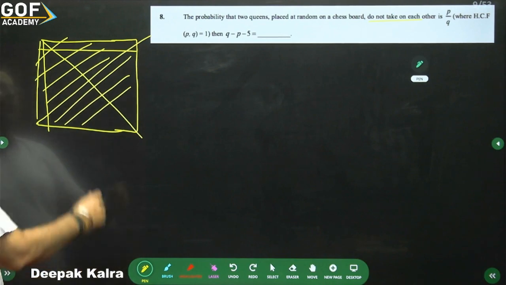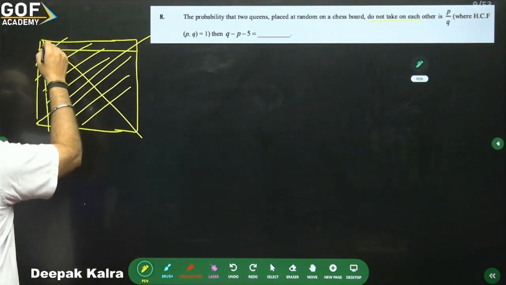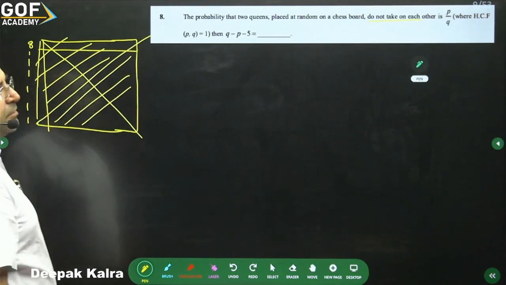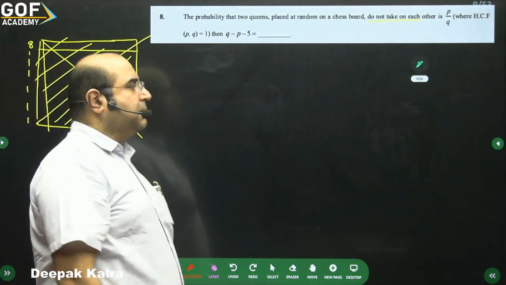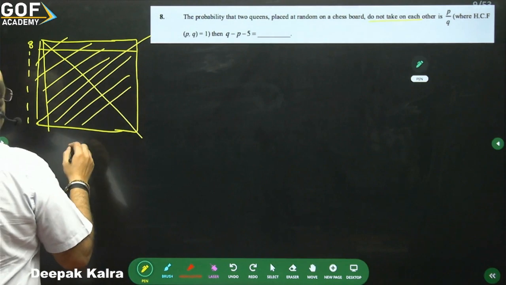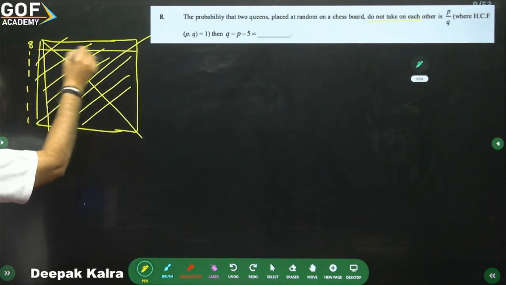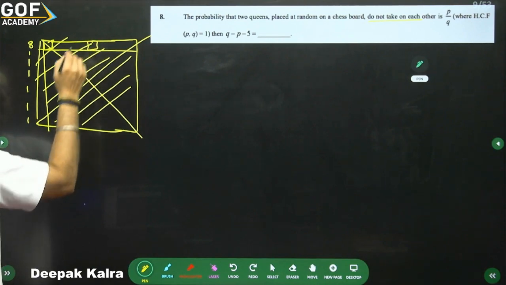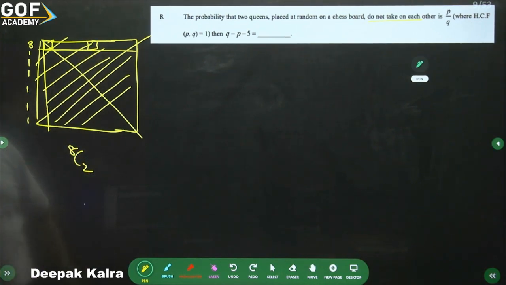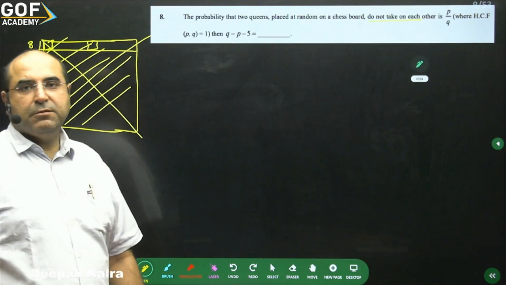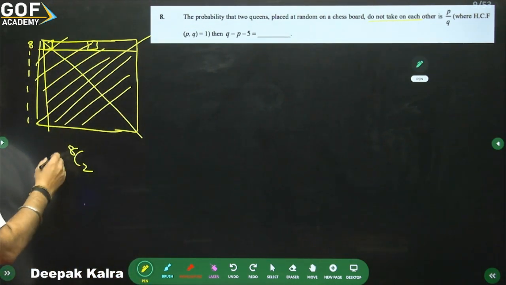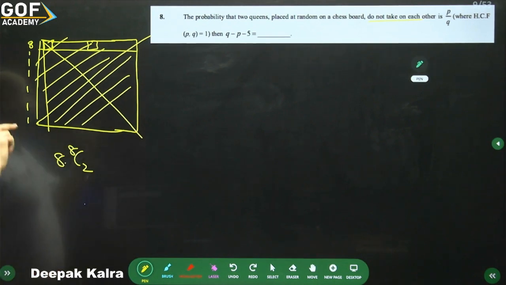First, the horizontal case. We have 8 columns and 8 rows, right? Out of the 8 rows, if I take any 2 blocks for the 2 queens, it will be 8 choices for them facing each other. This is the row case.